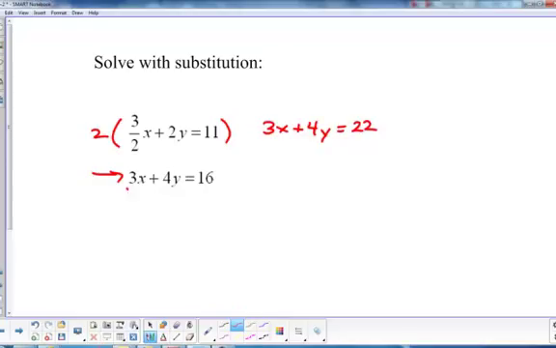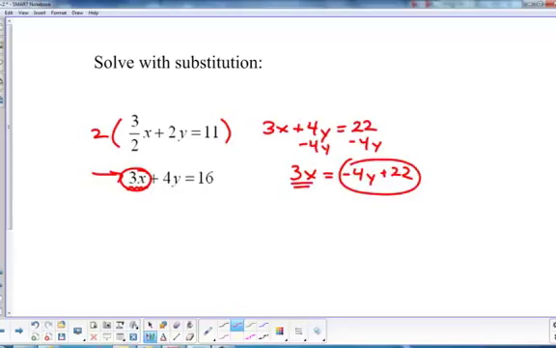I can solve for the 3x and substitute that whole thing in. So I would subtract 4y. You could also solve for 4y and plug that whole thing in. So since 3x is negative 4y plus 22, I can plug negative 4y plus 22 in for 3x. And then I'm just writing the rest of my equation.